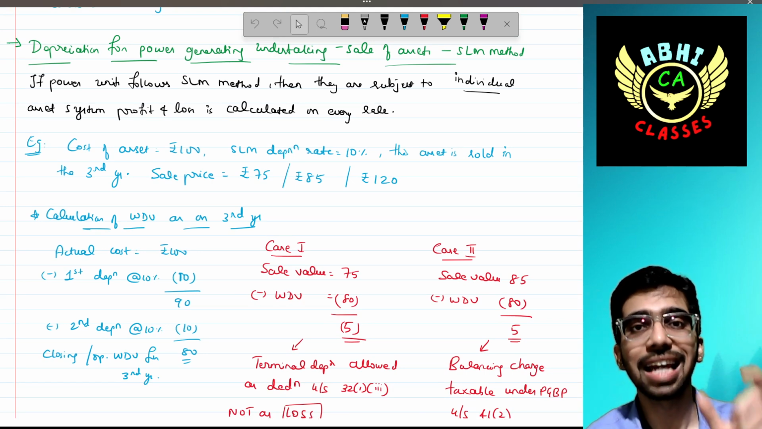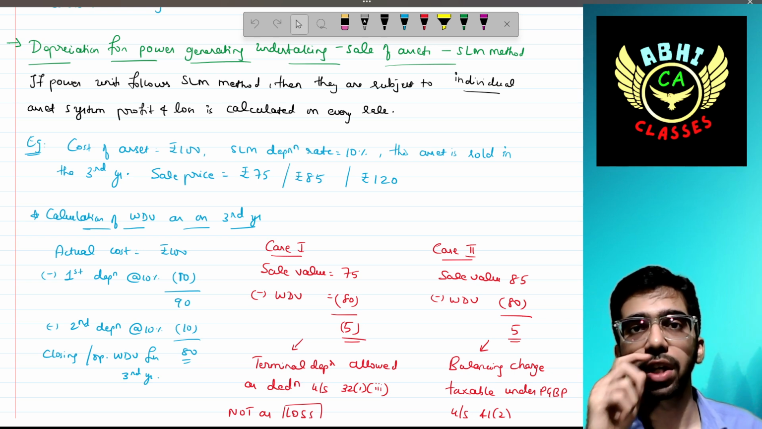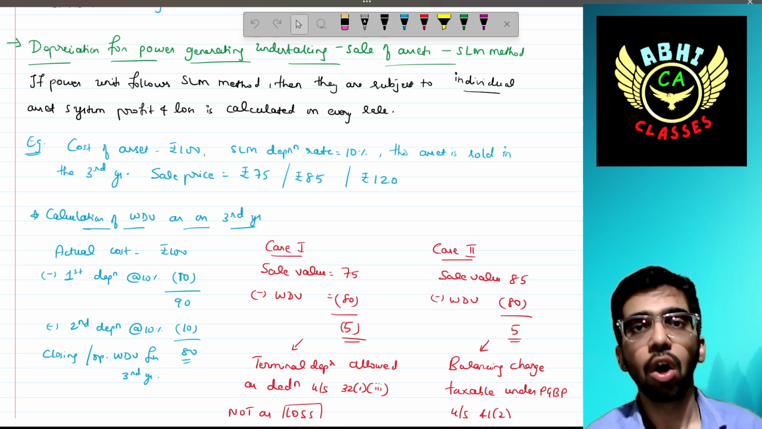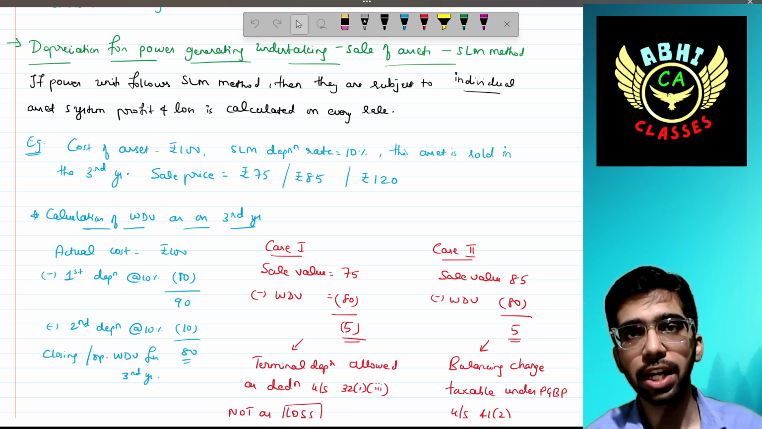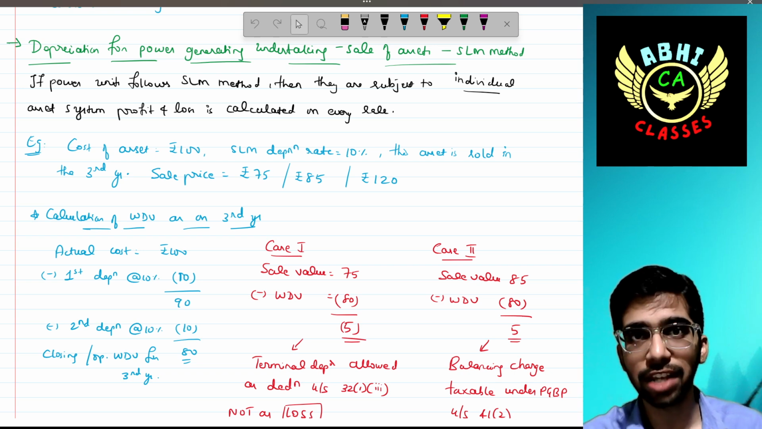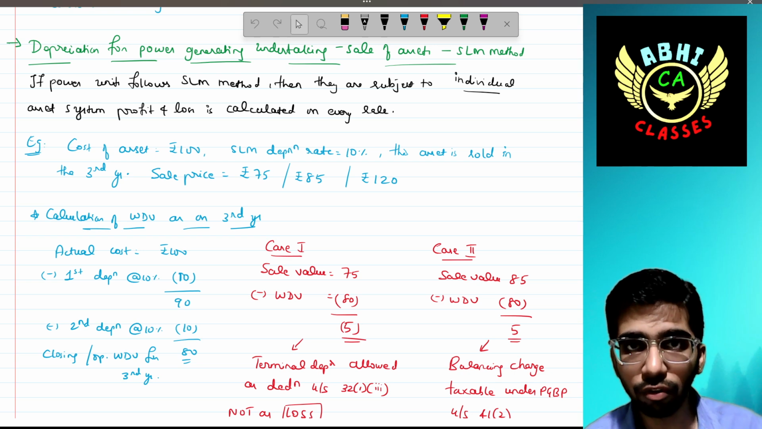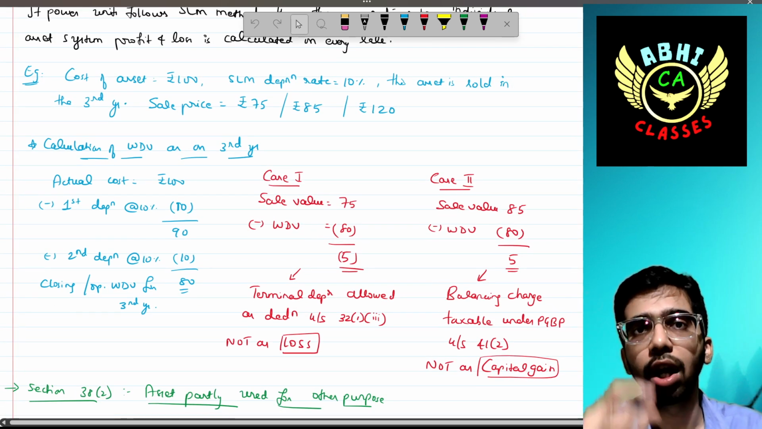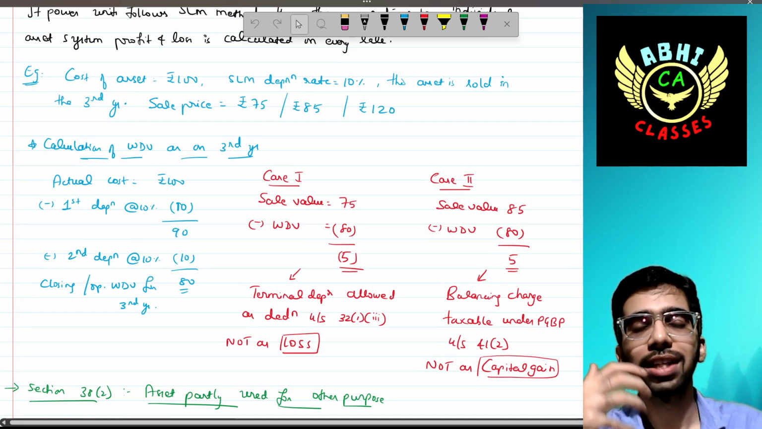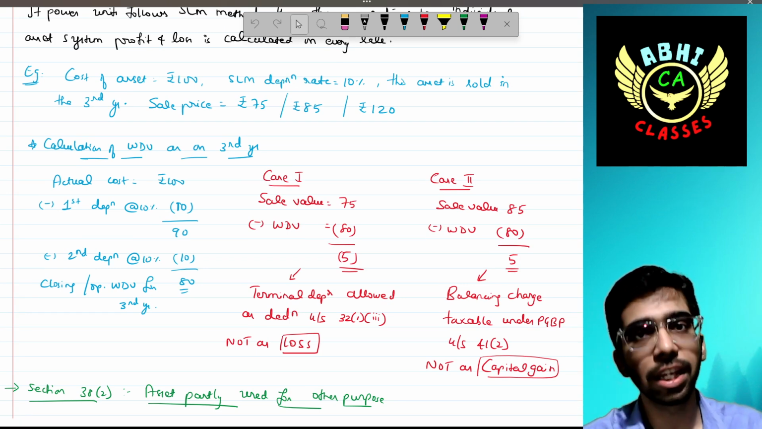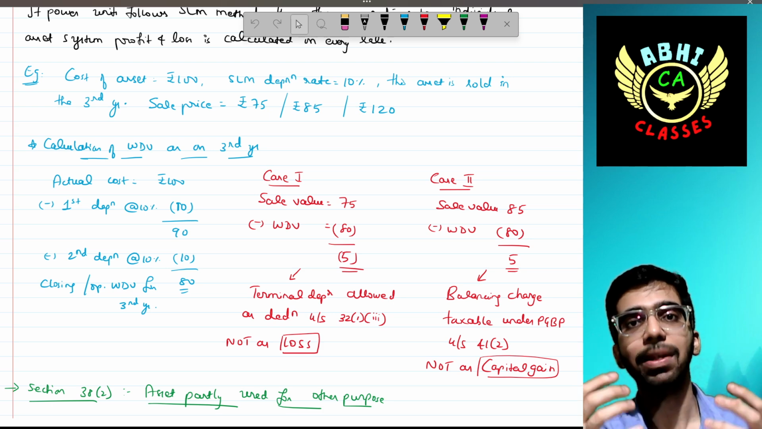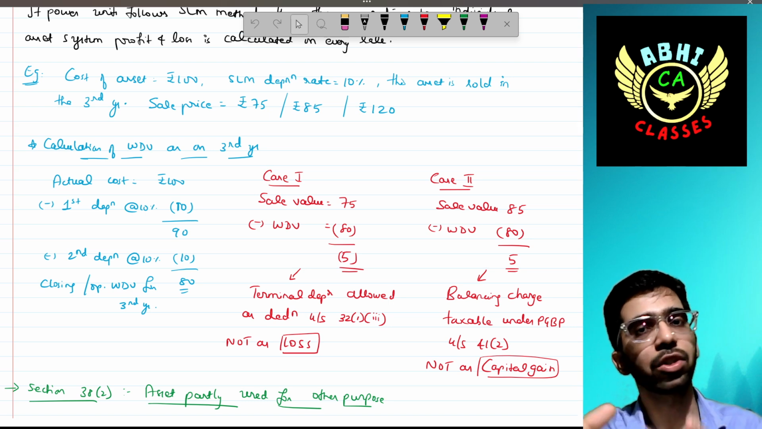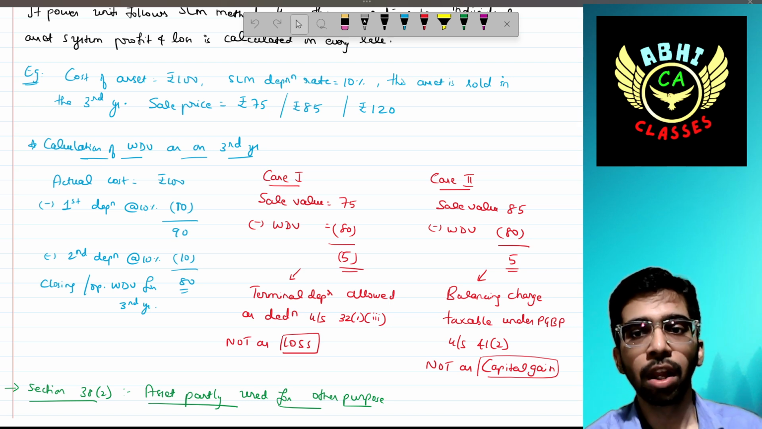The cost of the asset is 100 rupees. SLM depreciation rate is, let's assume, 10%. The asset is sold in the third year of being put to use, and the sale price, respectively in three cases, is 75 or 85 or 120. First we have to compute the WDV in the third year, because the asset has been sold in the third year, so we have to arrive at the WDV as on the third year.